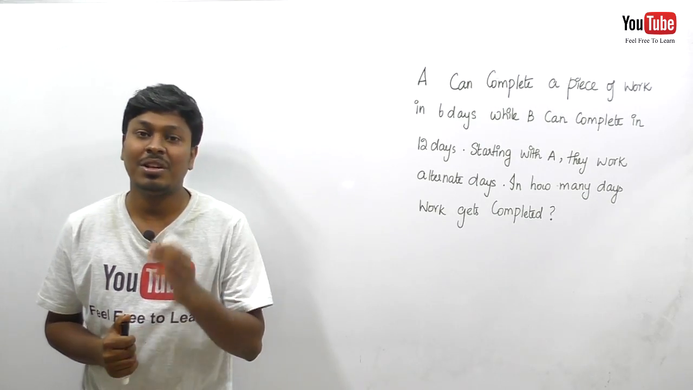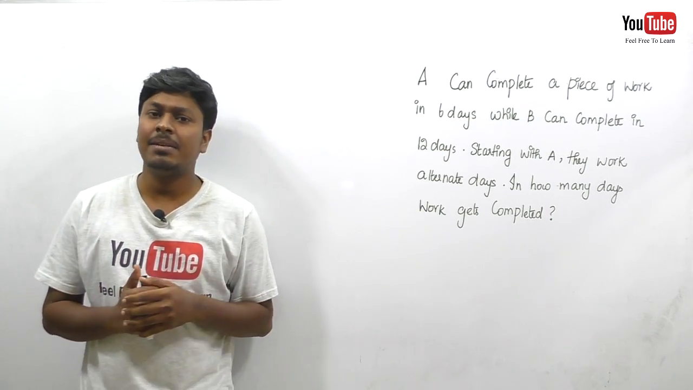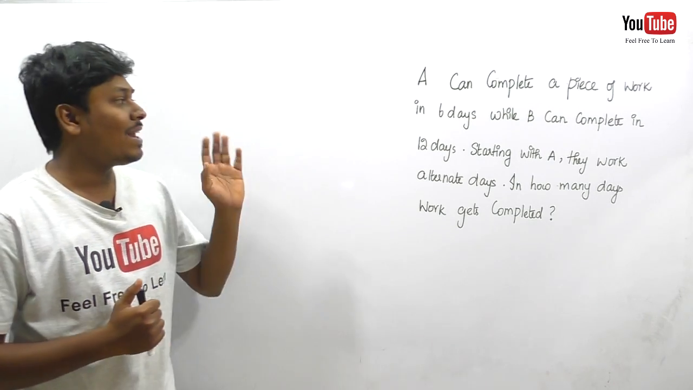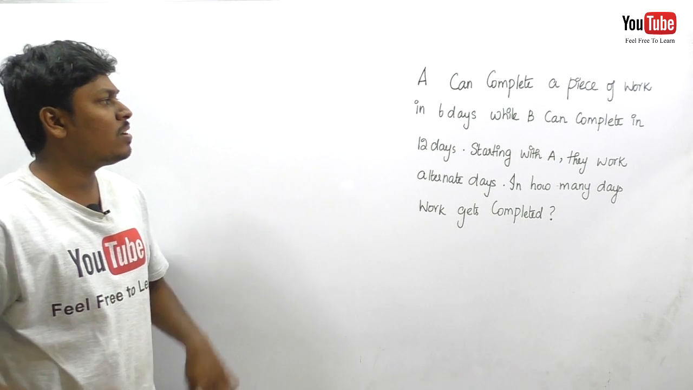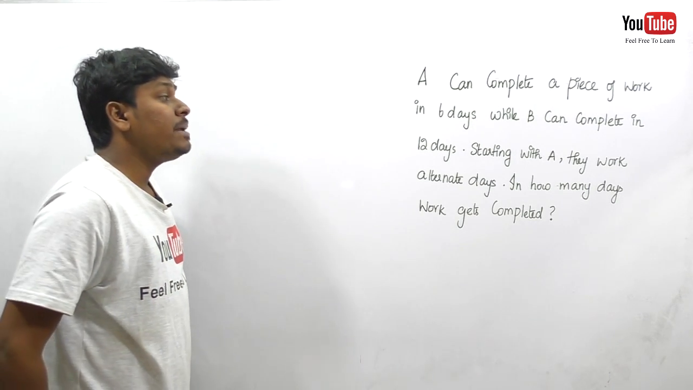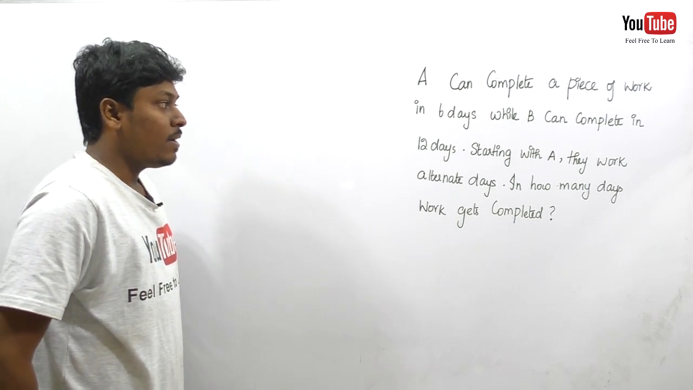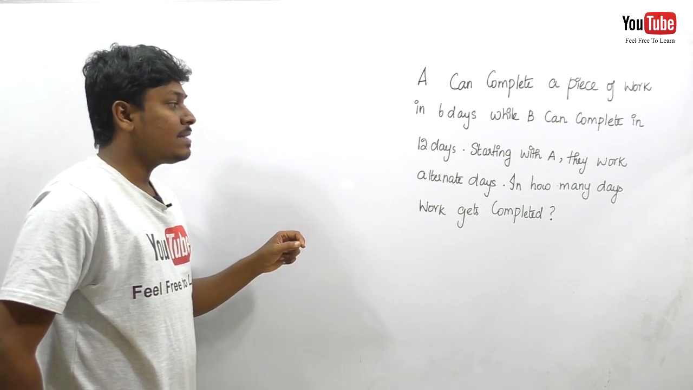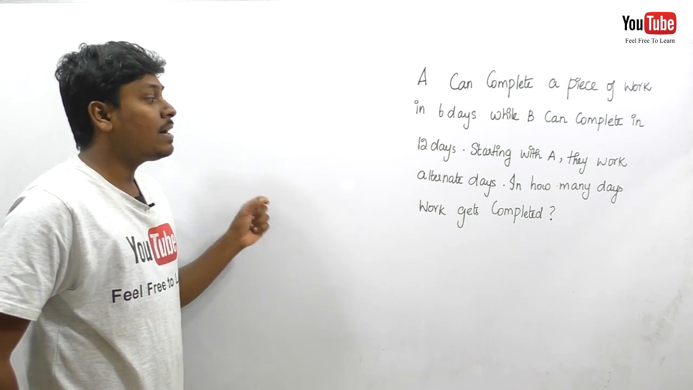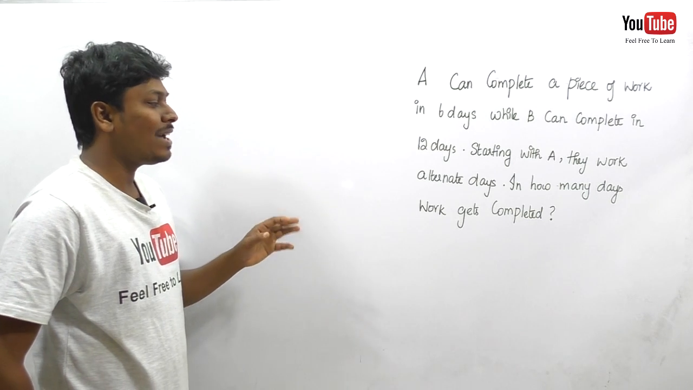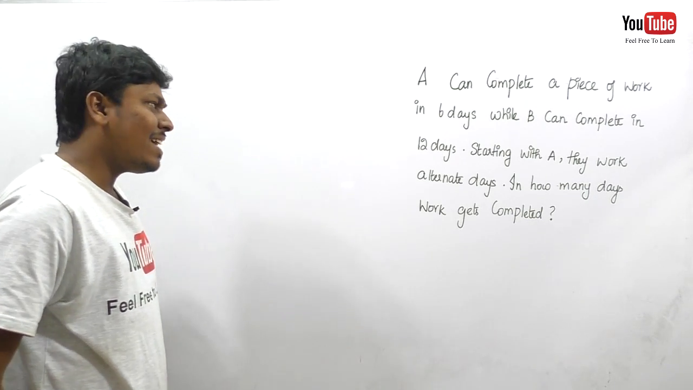Let me move on to question number 3, which is also based on our alternate days concept, right? So let me move on to this question, friends. A can complete a piece of work in 6 days, while B can complete it in 12 days. Starting with A, they work on alternate days. In how many days does the work get completed, right?